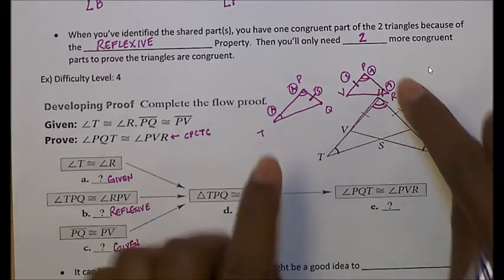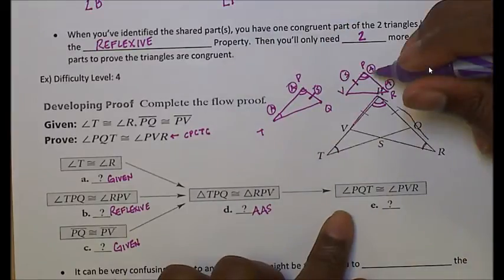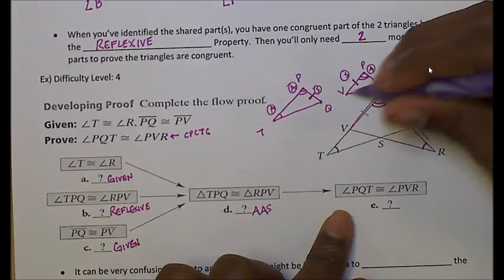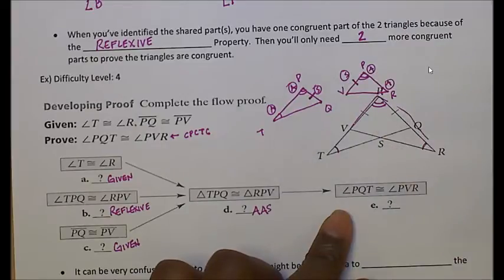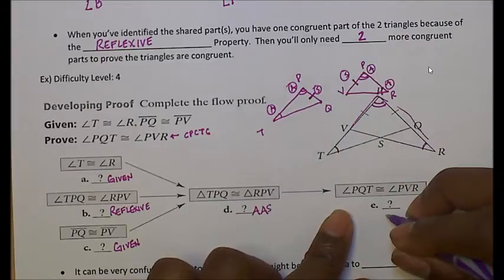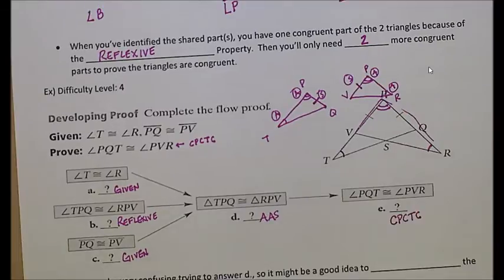And now that I've done that, I can say angle PQT and angle PVR have to be congruent. They have to be congruent because they're corresponding parts of congruent triangles. So, CPCTC.